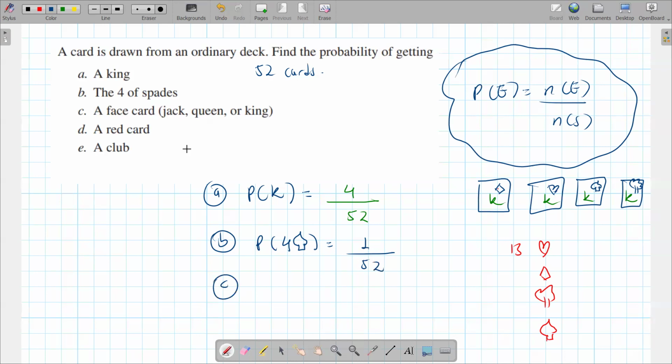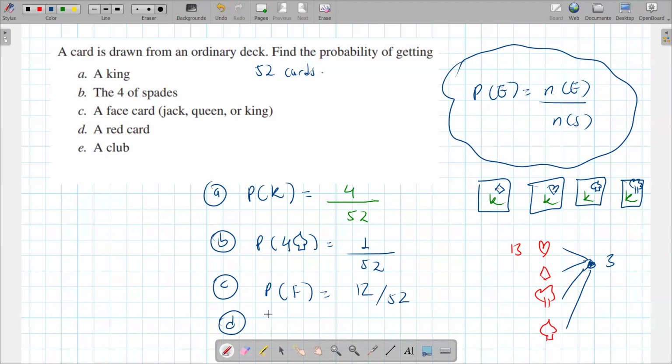So four of spades, there's only one, and in a deck of cards, there are 52 cards. So that's the answer to B. Part C, a face card. Each suit, see, there are four suits. Each suit has three face cards: Jack, Queen, and King. There's three in diamonds, three in hearts, everything. So in total, how many face cards are there in a deck? 12. So it'll be 12 over 52.